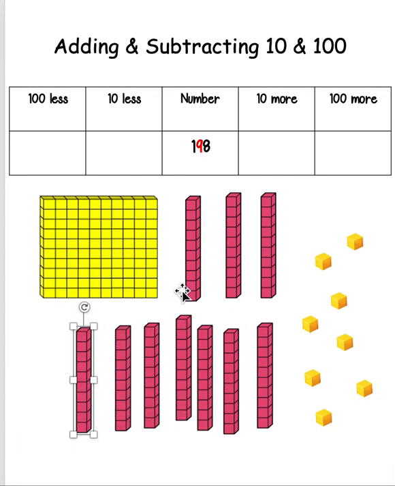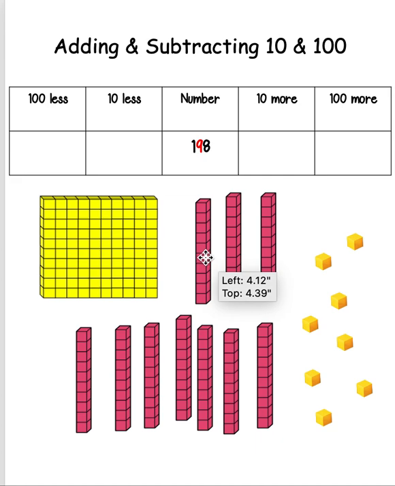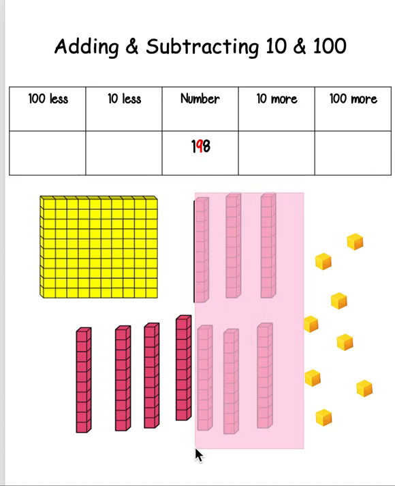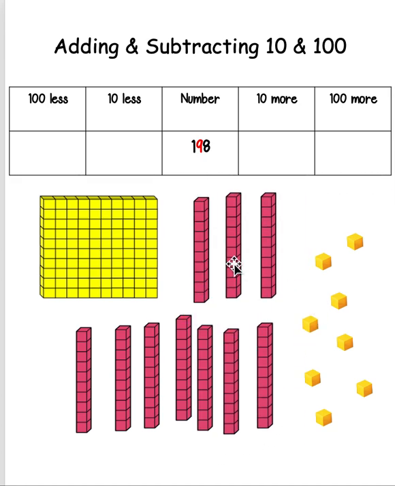In your head right now, you should be saying, Miss McMurray, stop. Can I have this many tens? No way, Jose. I cannot have this many tens. Right? Let's count. 10, 20, 30, 40, 50, 60, 70, 80, 90, 100.